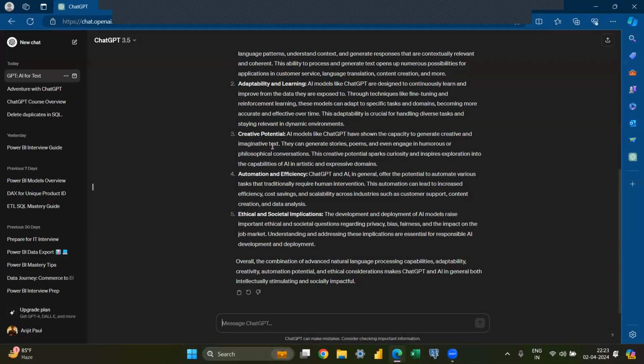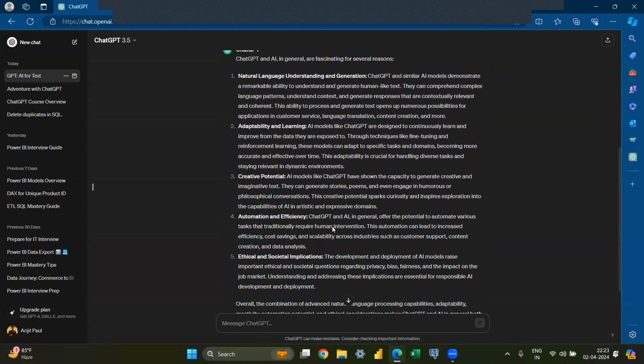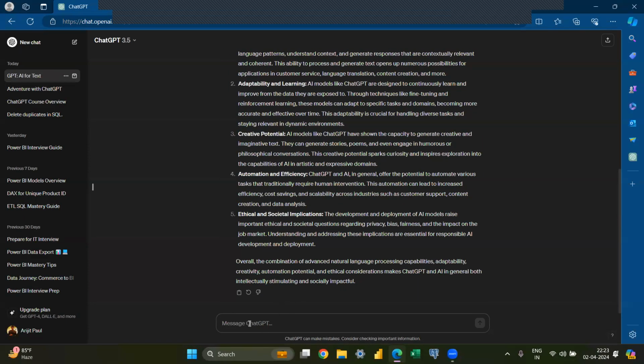Another thing is the creative potential which ChatGPT and AI models have shown in generating creative and imaginative text. In ChatGPT, we have certain kinds of innovations: whatever prompt we give, it comes up with a very creative response, and we can also assign certain modes and ways in which we can derive maximum insights.